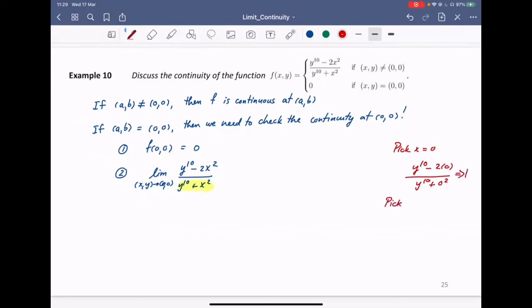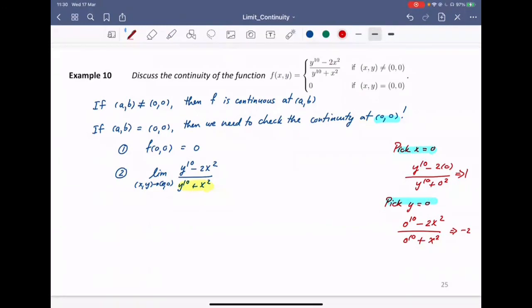What if I pick y equal to 0? Well, let's try the simple one. Again, you can pick any line that approaches the point 0, 0, right? Because you are computing the limit when (x, y) goes to (0, 0). Here it's going to be 0 to the 10 minus 2x squared over 0 to the 10 plus x squared. Looks good, right? It doesn't look like you're going to have a hard time picking the line, because here you get -2. It's going to approach -2.